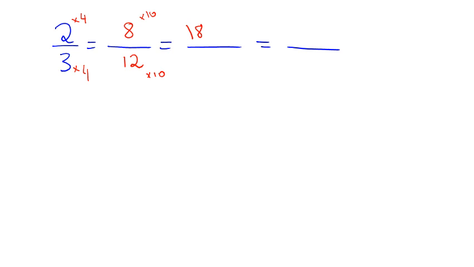80 over 120. Now I can multiply by 2. I get 160 over 240. So I can multiply by any number I want, but the only condition is that you have to multiply the numerator and the denominator by the same number.